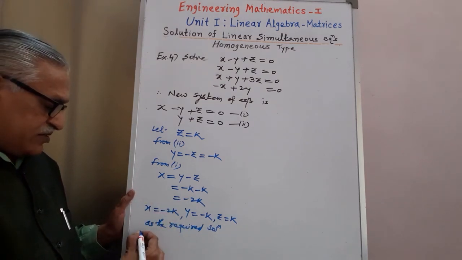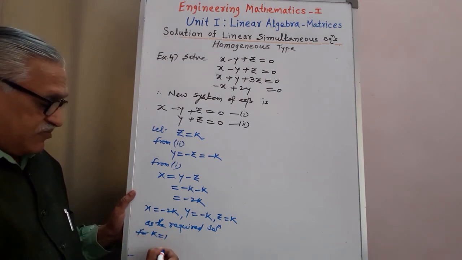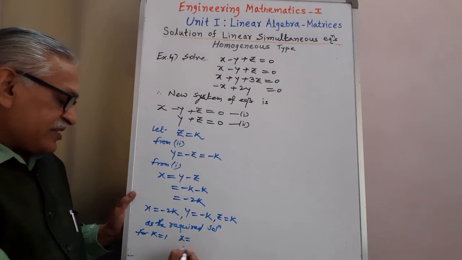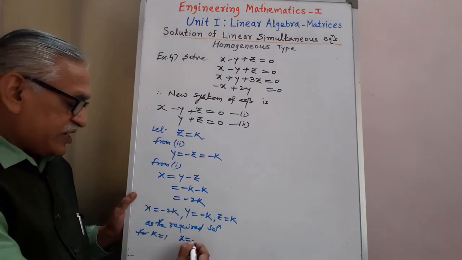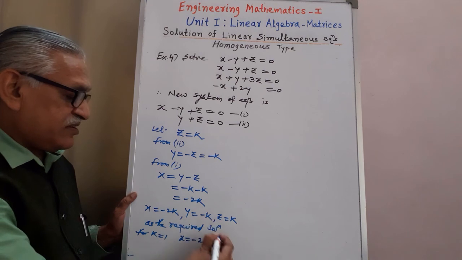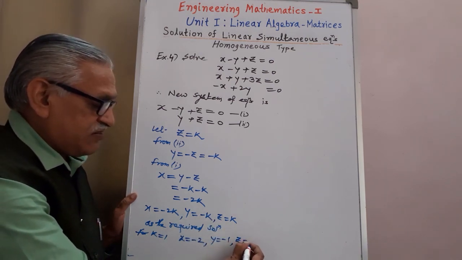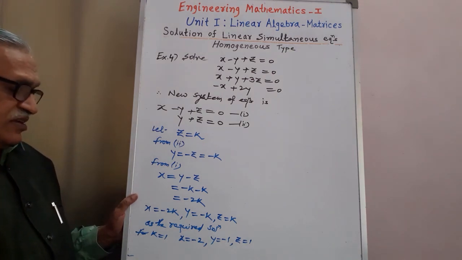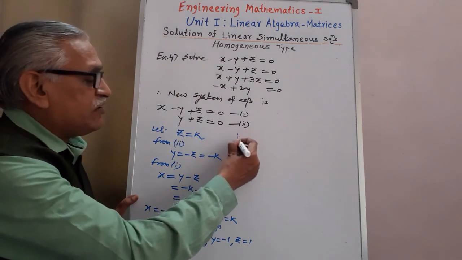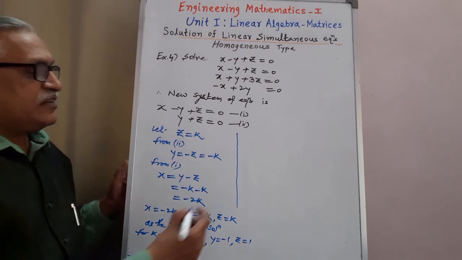For k is equal to 1, we get the value of x as minus 2 into 1, we get minus 2, y as minus 1, and z as 1. And then for these values of x, y, z, we cross check whether the equations are satisfied or not by substituting.